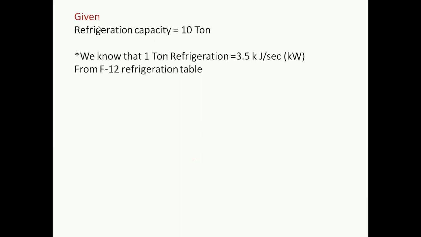Next, the refrigeration capacity is given as 10 ton. We know that 1 ton of refrigeration is 3.5 kilojoules per second. From the F12 refrigeration table.